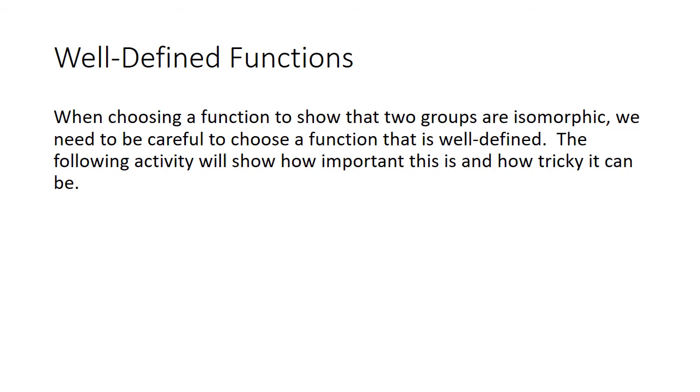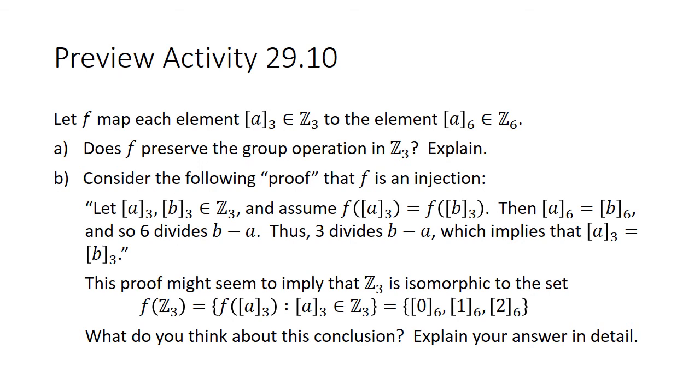Okay, so previously in the class we had discussed the concept of well-defined functions, and it is really important when you're choosing a function to show that two groups are isomorphic, you need to be really careful to choose a function that is well-defined, and that's not always as easy as it might seem. So the following activity is going to show us how this can go wrong in a way that seems very natural. Okay, so here is preview activity 29.10. Go ahead and pause the video and try this activity, and then we'll go over it.